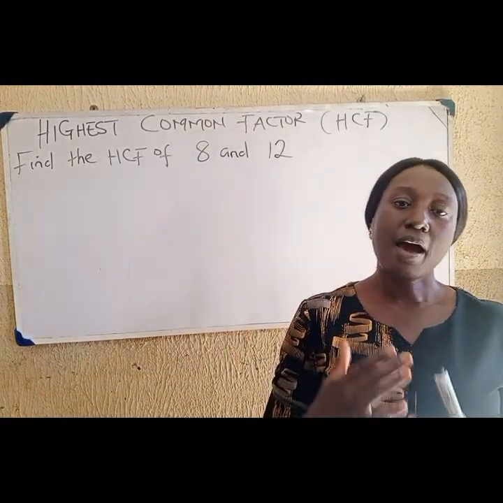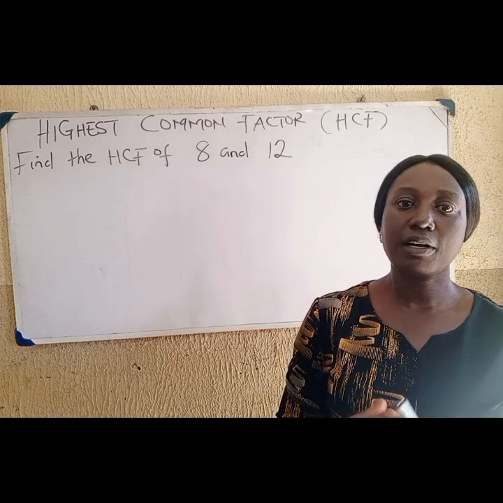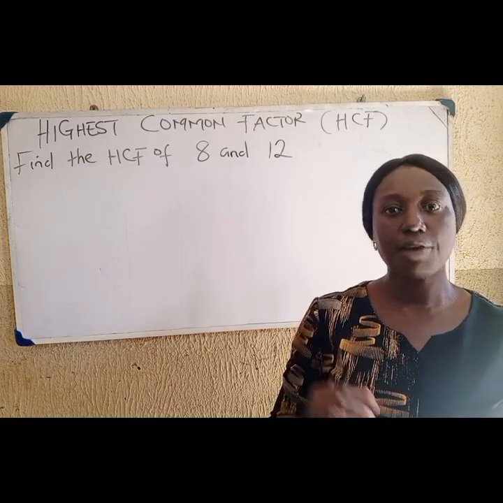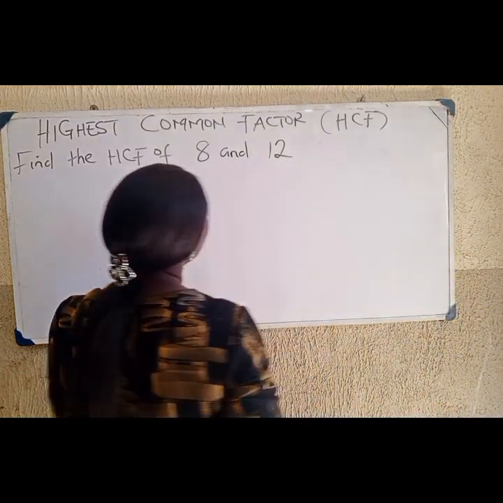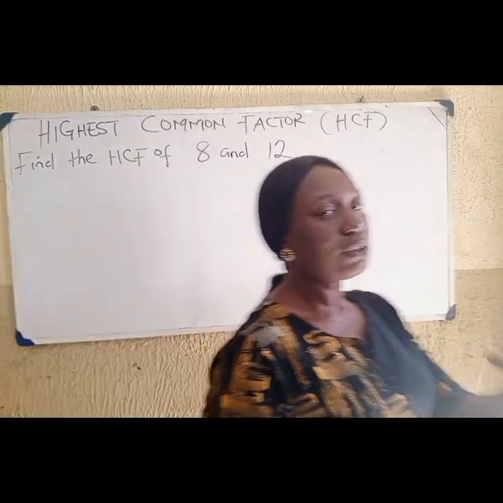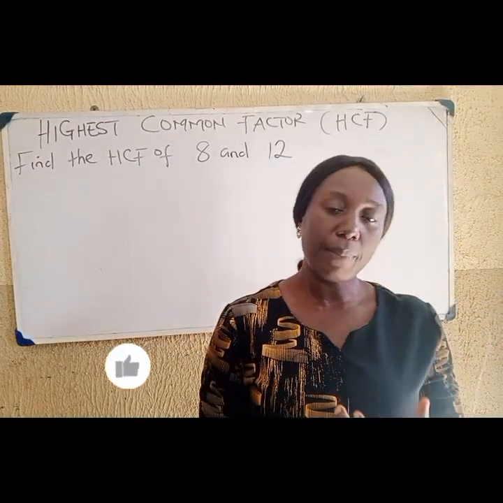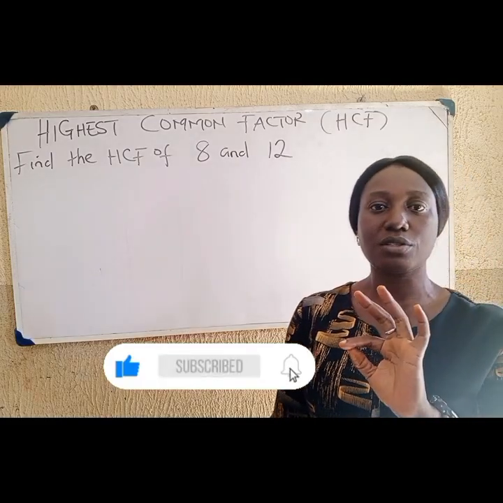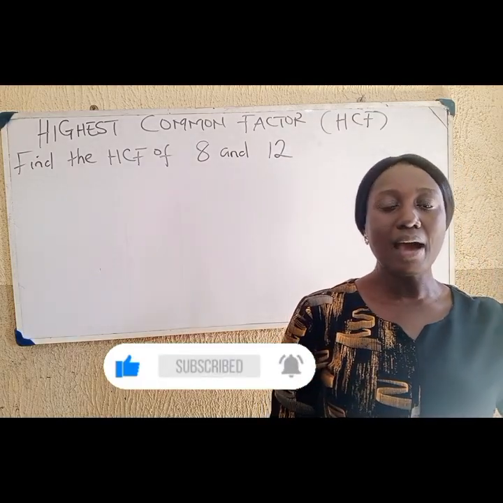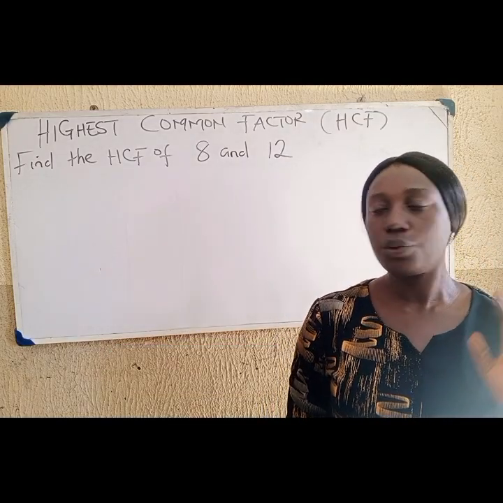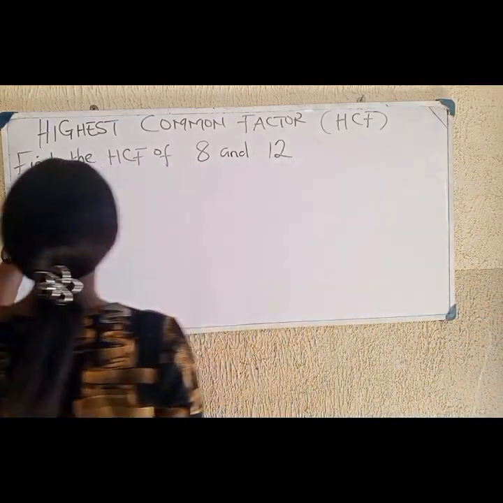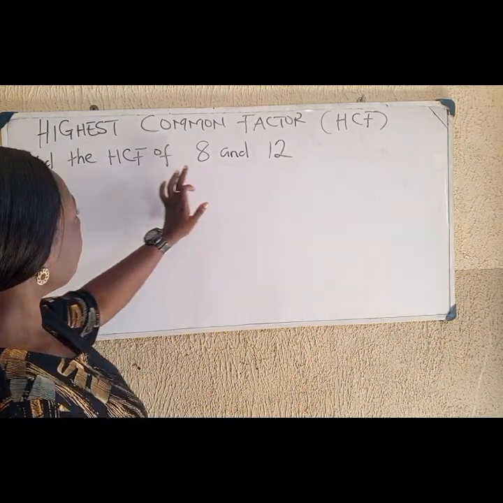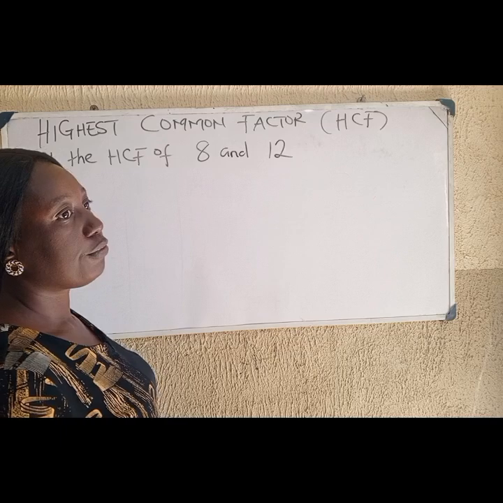How to find highest common factor, which is HCF. So, first of all, we are going to find the factors of those numbers. After finding the factors, we find their common factors. From there, we get the highest factor. That's all. So, the example says, find the HCF of 8 and 12.